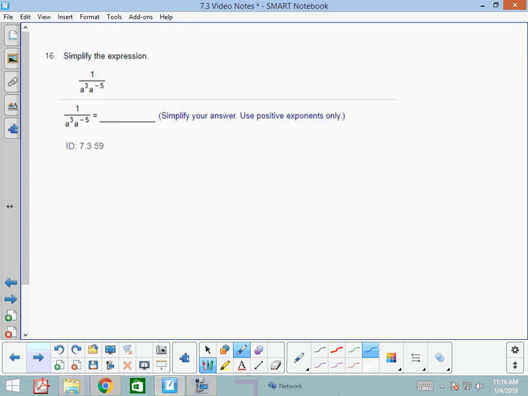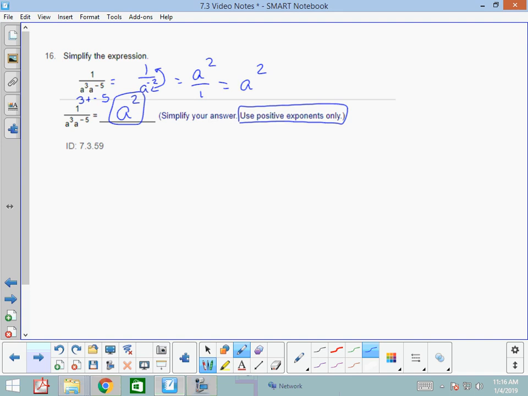Okay. All right, number 16. Remember, when we have same bases, doesn't matter where they are, the bases are the same, we're adding the exponents. So we're going to add the exponent 3 plus the exponent negative 5, and so that will keep the base the same, a to the negative 2. So 1 over a to the negative 2. It says use positive exponents only, so that means I'm going to flip it with a 1, and so it's a squared over 1, which is just a squared simplified.